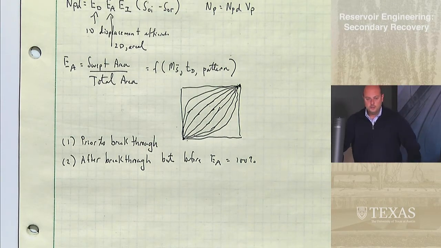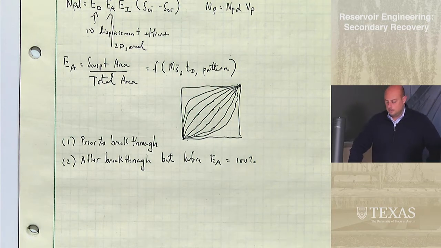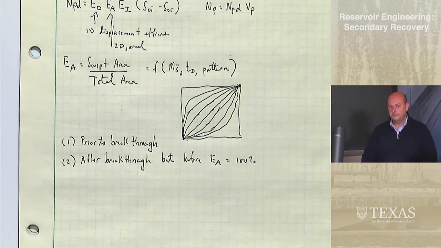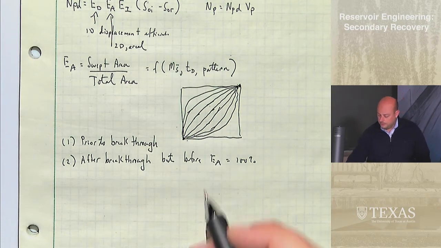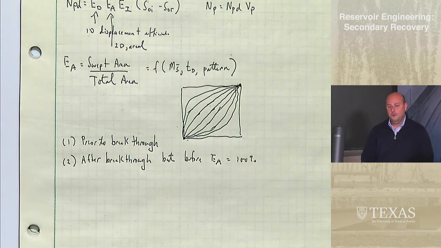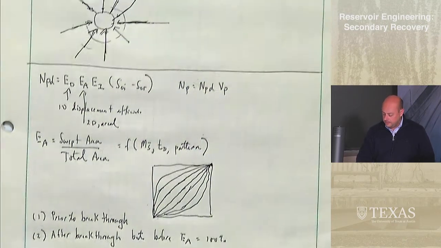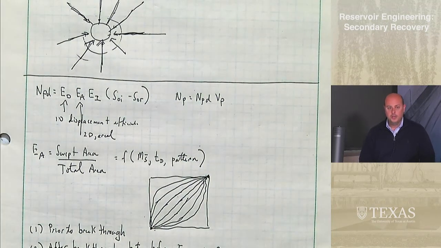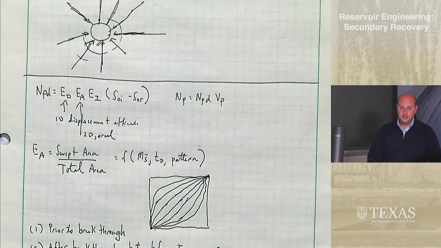Now, when you get to 100%, that doesn't mean you produced all the oil you can. This is just the breakthrough along these streamlines. If you want to think, the easiest way to think about this is each of these streamlines is a 1D displacement flood. Think about chapter 13, which we just covered on our test.